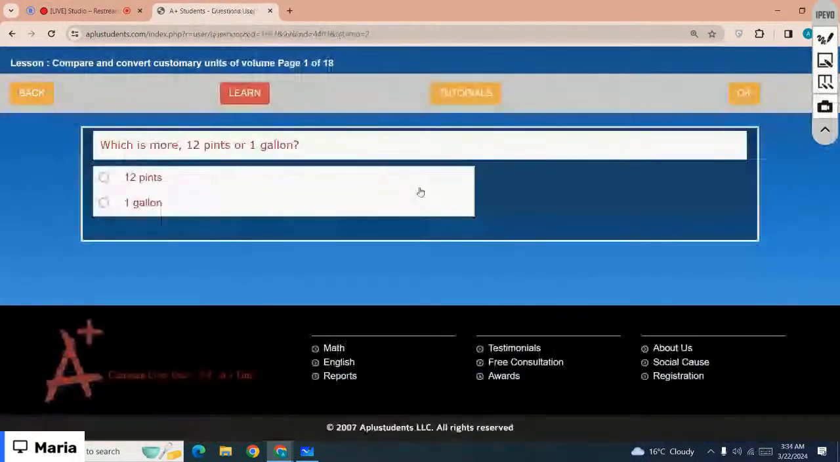Which is more, 12 pints or 1 gallon? Which is the correct option? 1 gallon equals 8 pints, right? 1 gallon is 8 pints. That means 12 pints is more, right? Because 1 gallon equals 8 pints. So the correct option is 12 pints.